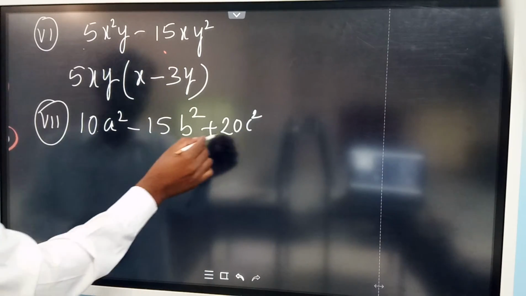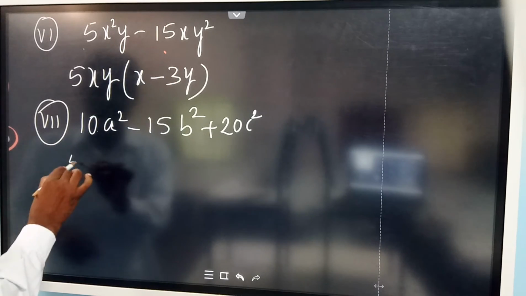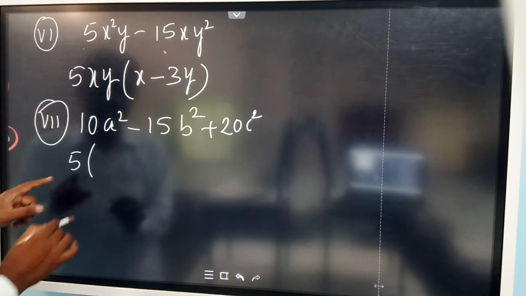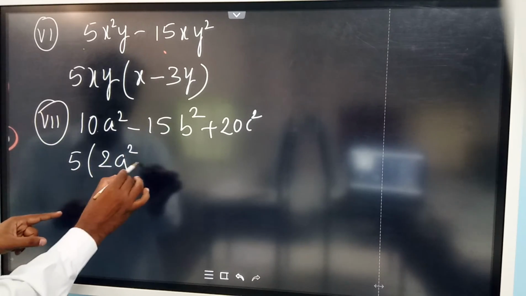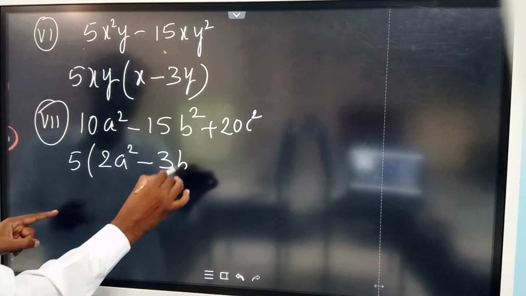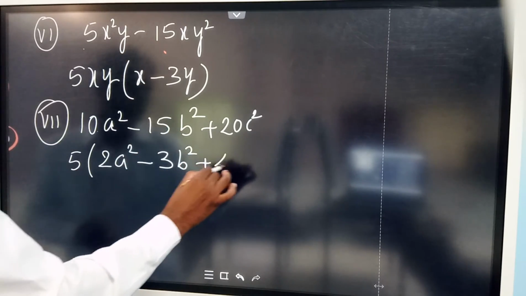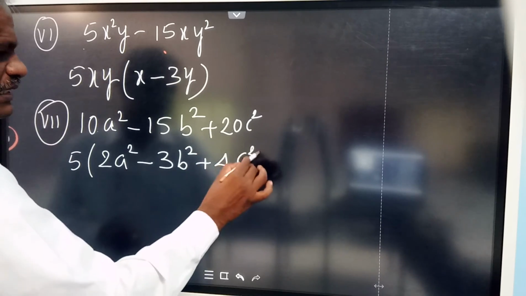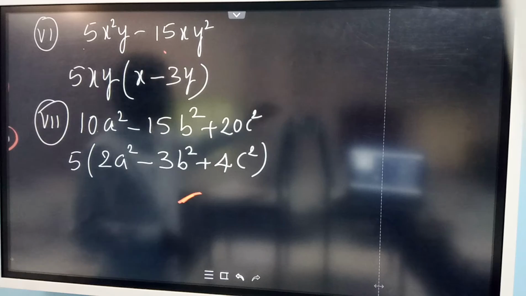10a square minus 15b square plus 20c square. All the numbers are divisible by 5, so 5 is common. Take 5. Divide this one: 5 2s are 10, 2a square, minus 5 3s are 15, b square, plus 5 4s are 20, c square as it is. No other term is common.